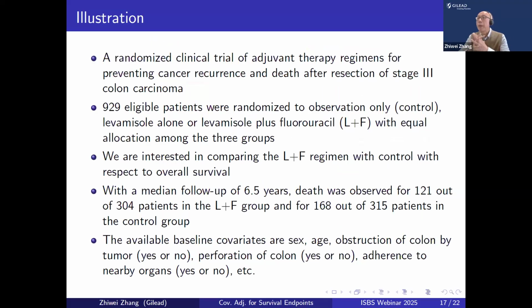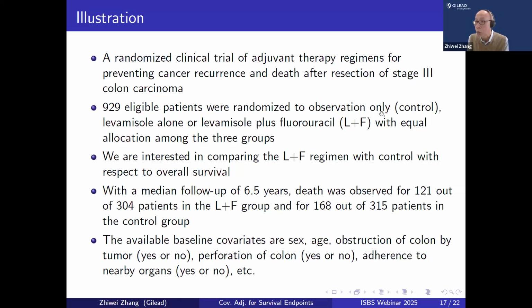Okay, now let me show you an illustrative example, which is a randomized trial of adjuvant therapy regimens for preventing cancer recurrence and death after resection of stage 3 colon cancer. This trial enrolled 929 patients with curative intent resections performed in the past 1 to 5 weeks and randomized them to observation only, levamisole alone, or levamisole plus fluorouracil, or L plus F, with equal allocation among the 3 groups.